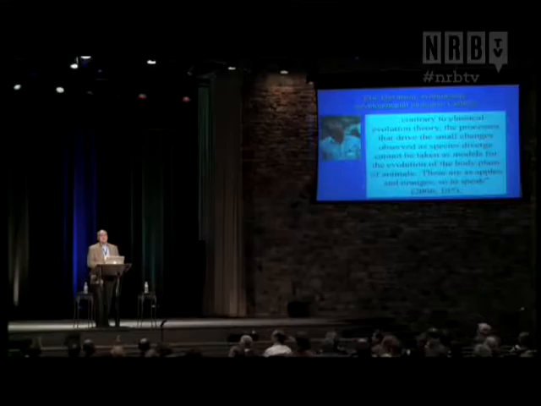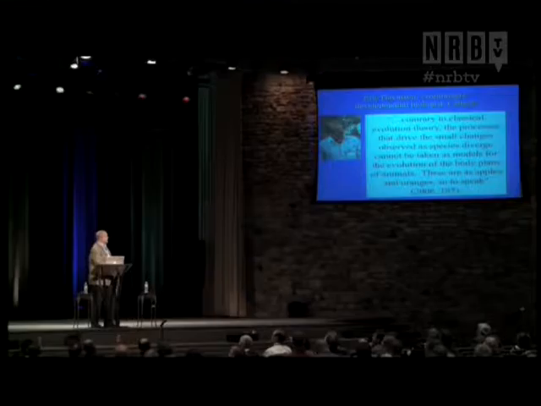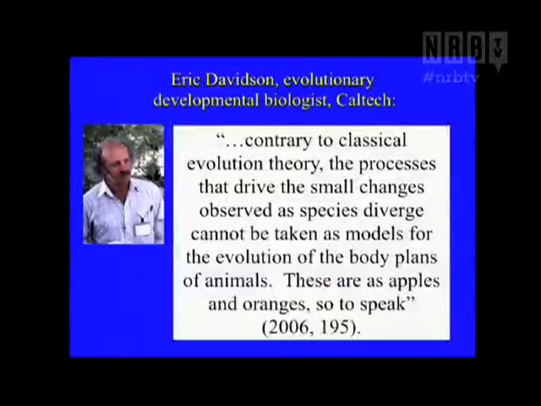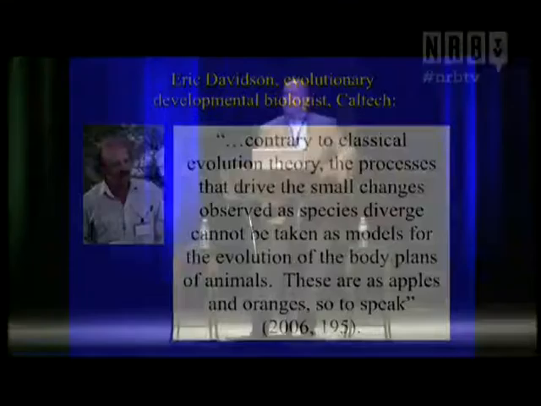This kind of skepticism, as I said, is widespread. So coming towards the present, Eric Davidson at Caltech, in a paper in 2006, said, "What we see in small-scale evolution, the kinds of things we see, for instance, in moth populations or in fruit fly populations or the well-studied populations that we would look at in a classical genetics course, cannot be taken as models for the evolution of body plans. These are like apples and oranges." So again, he's making this qualitative distinction between small-scale and large-scale evolution and saying there's some important difference there that we're failing to grasp.